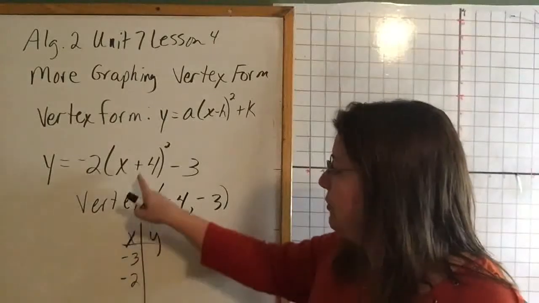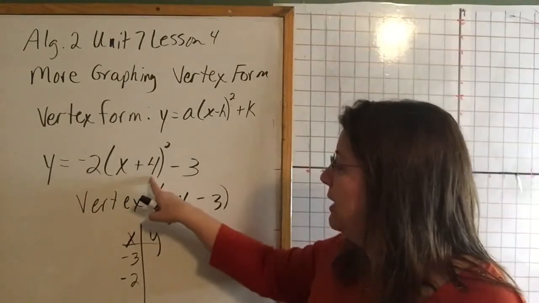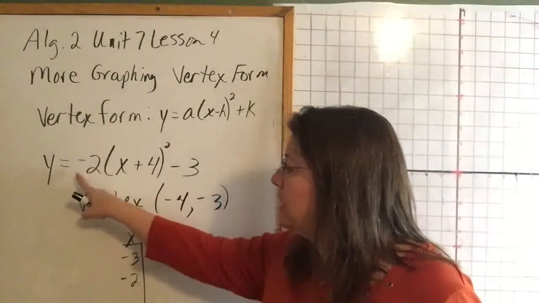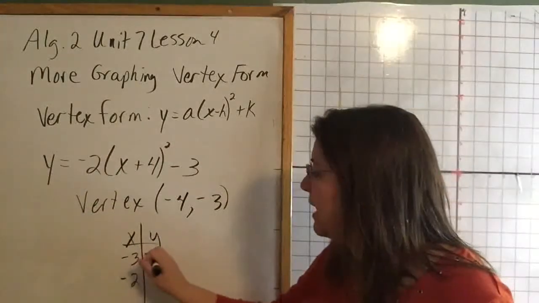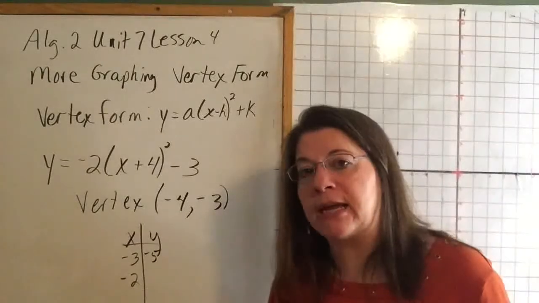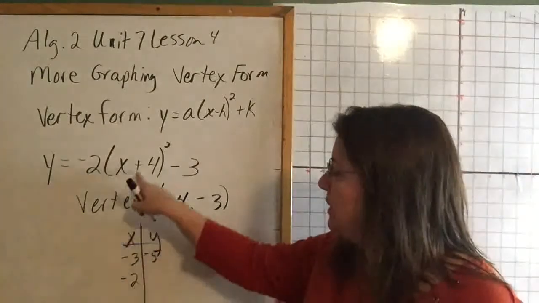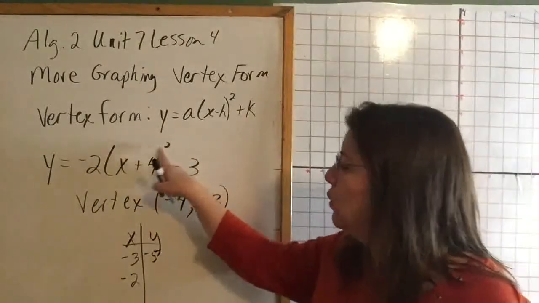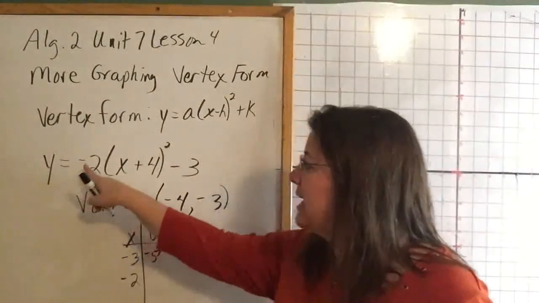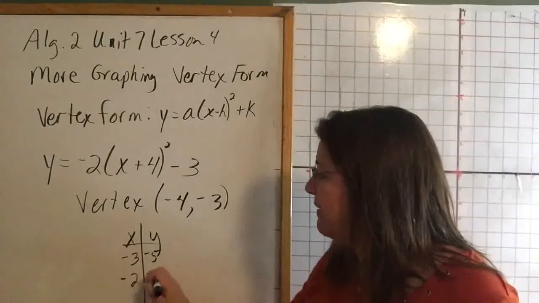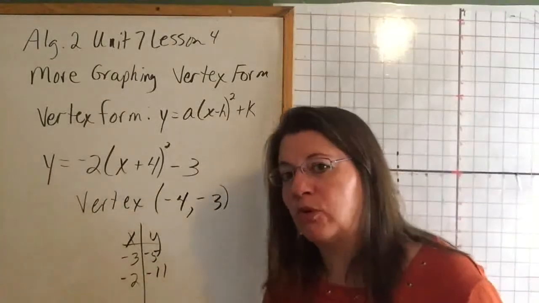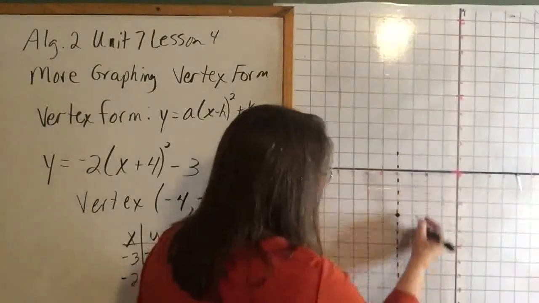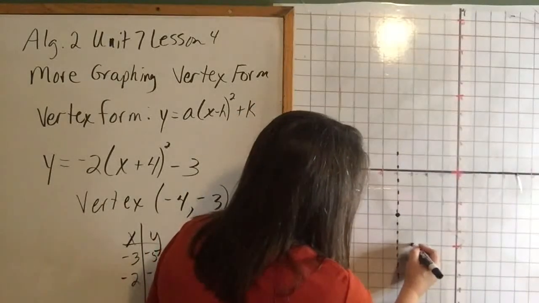If I plug -3 in, -3 plus 4 is 1, 1 squared is 1, 1 times -2 is -2, and -2 minus 3 is -5. So that gives me the ordered pair of -3, -5. If I plug -2 in, -2 plus 4 is 2, 2 squared is 4, 4 times -2 is -8, -8 minus 3 is -11. So that gives me some ordered pairs. -3, -5 is right here.